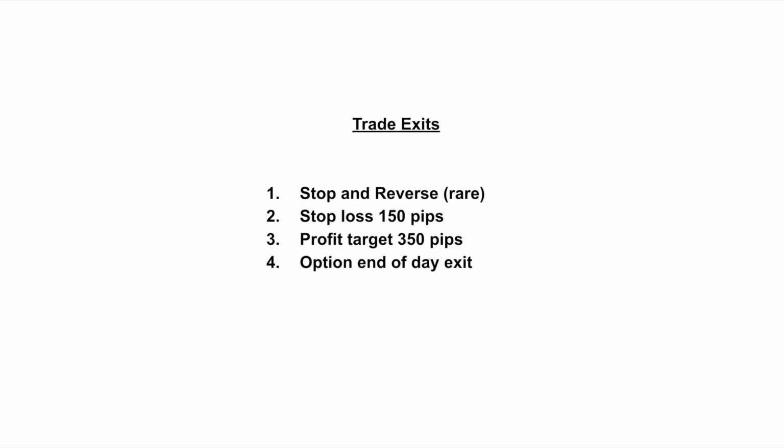Trade exits, number 1, we've got a stop and reverse, which rarely happens with this strategy. More often than not, we're getting out with a stop loss or a profit target. But the stop and reverse simply means that if we're in a long trade, for example, and we haven't hit a stop loss and we haven't hit the profit target, but we see the conditions to go into a short trade, we then exit the long trade and we enter a new short trade. We have a stop loss, which the best was 150 pips, profit target best was 350 pips. And then I actually tested an optional end of day exit, which didn't work particularly well. So the best results we're going to see didn't use that end of day exit.